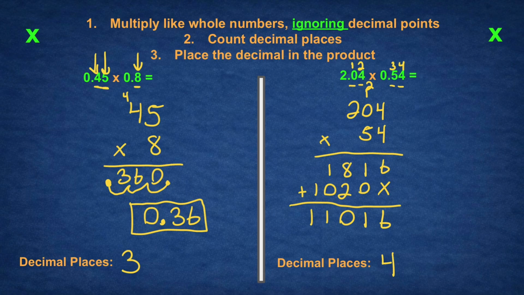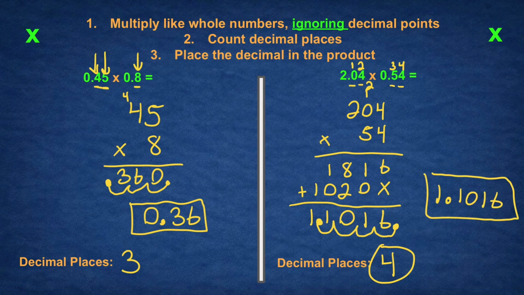Now we're going to come back and put that decimal 4 places to the left. Remember, that's how many total numbers were to the right of my decimals. So I'm going to start on the right, and we're going to go 1, 2, 3, 4. So my final answer is going to be 1.1016. And that's how we multiply decimals.